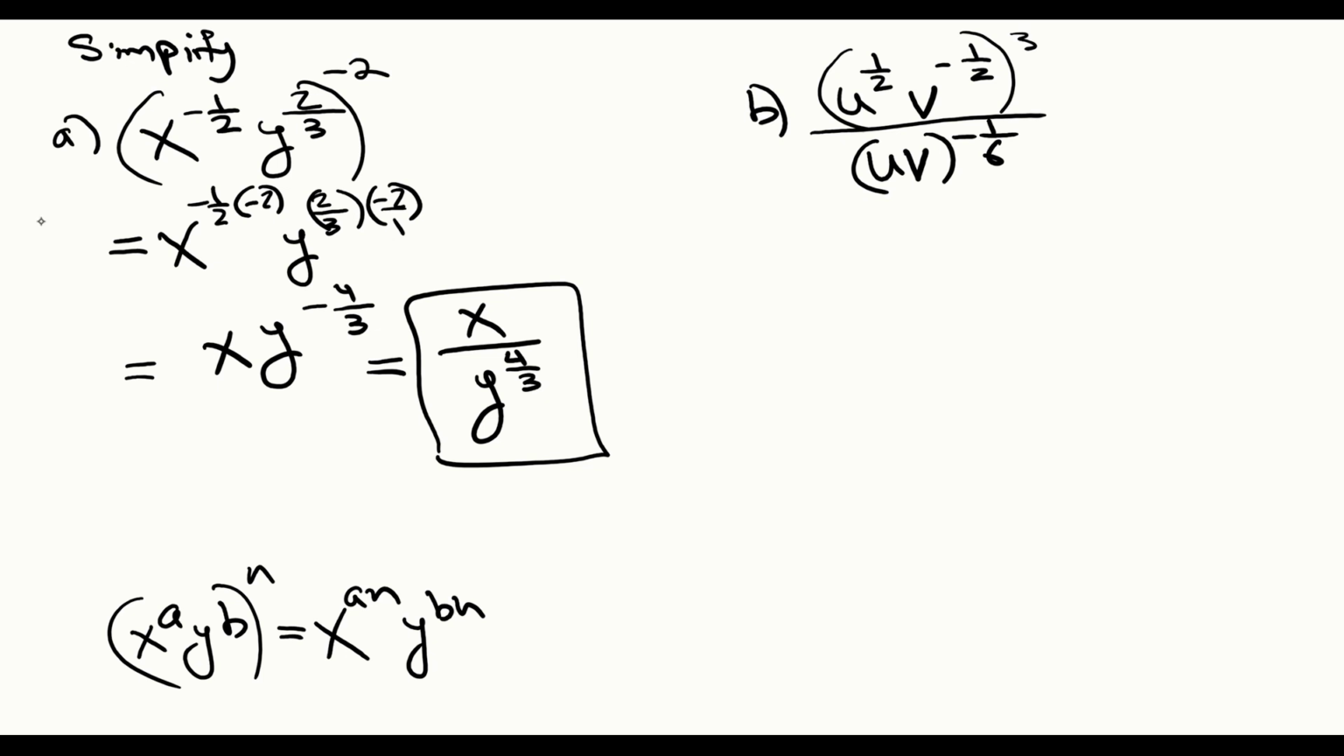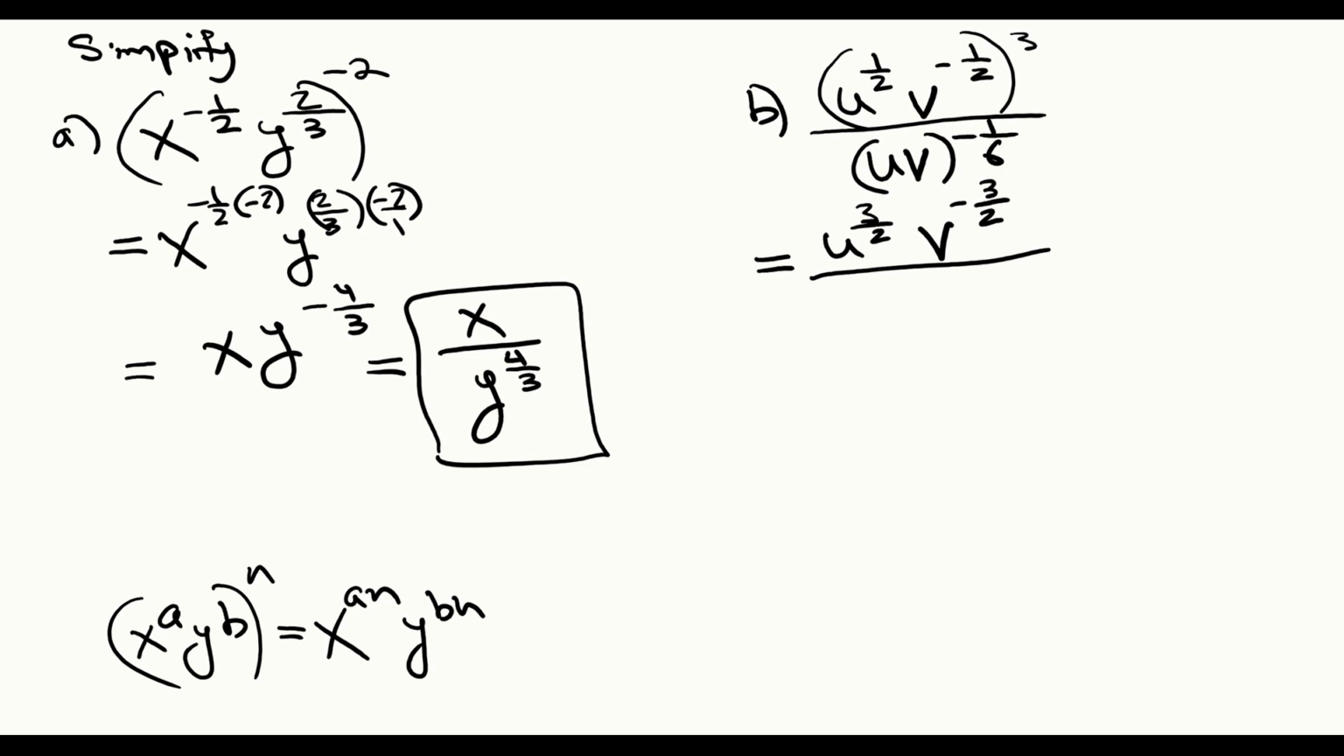Alright, so welcome back. Here we're going to go ahead and apply this outer power first on the top. So we get u to the 3 times 1/2. As you know, that's just 3/2. V to the 3 times -1/2. And as you know, that's -3/2. Now, in the denominator, we have an expression uv, which is being raised to the power of -1/6.